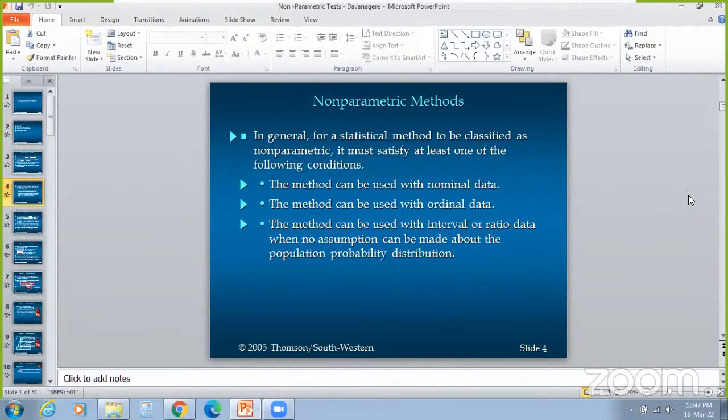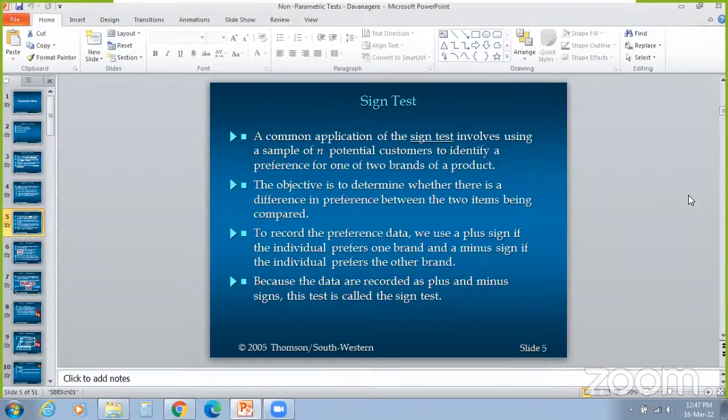Among this, the first one is the sign test. So now we have taken an example related to customers, in marketing analysis. Here the purpose is to test the preference of the customers between the two products. Why do the customers prefer one product to the other product? So here the preference is a perception of the customer, which cannot be measured.